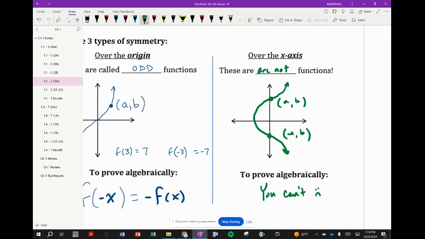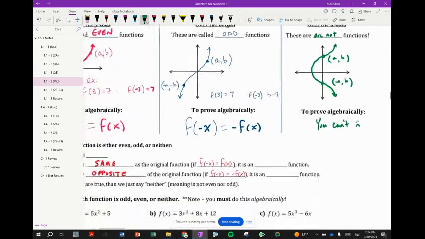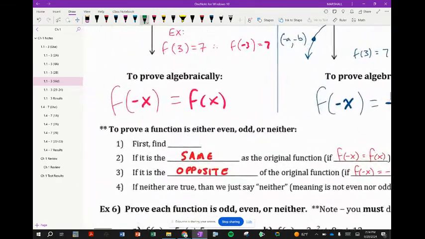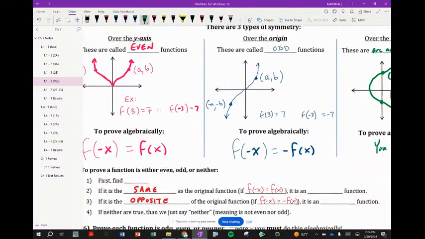All right, let's talk about the whole proof algebraically thing a little bit deeper here. To prove a function is either even, odd, or neither, the first thing we're going to do is find f of negative x. In other words, we're going to put negative x into the function. If it is the same as the original function, or in other words, if f of negative x equals f of x, it is an even function. However, if putting negative x into the function gives us the opposite of the original function, then it is an odd function. And if neither of those things are true, we'll say that it's neither.